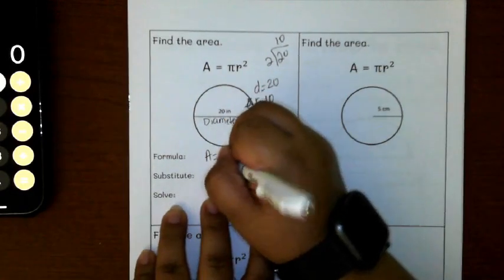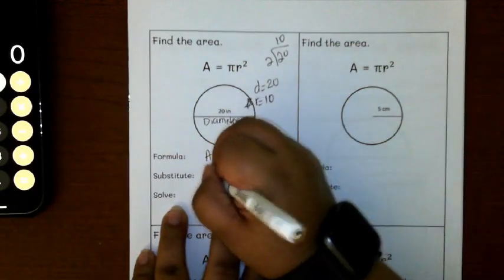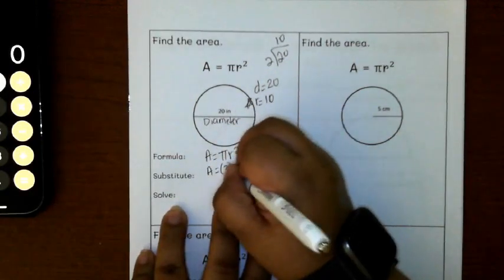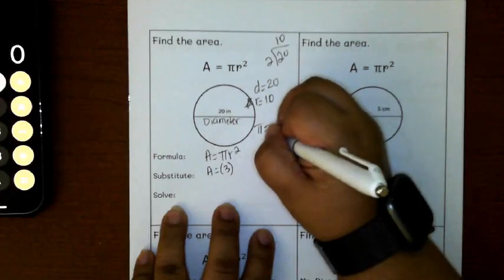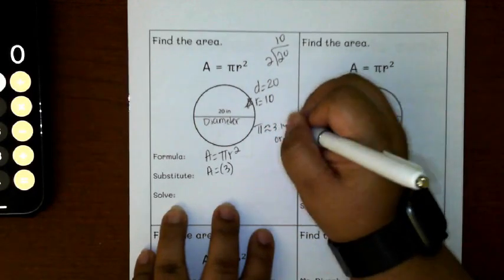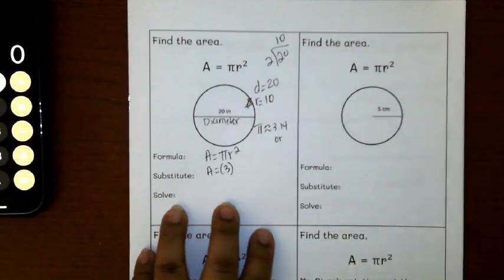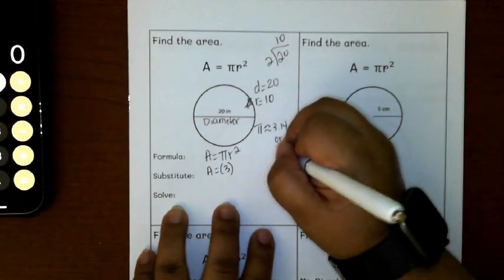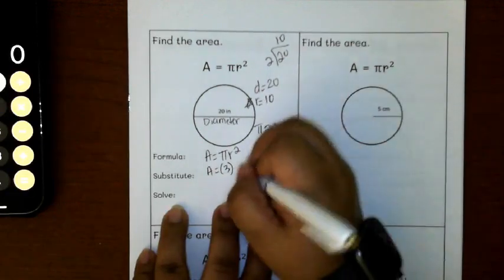Area is equal to 3. Because remember, pi is 3.14 if we want to get an exact answer. But if we want to make it a little bit easier, we can use 3. Okay? Now, r squared was, remember, radius was 10.